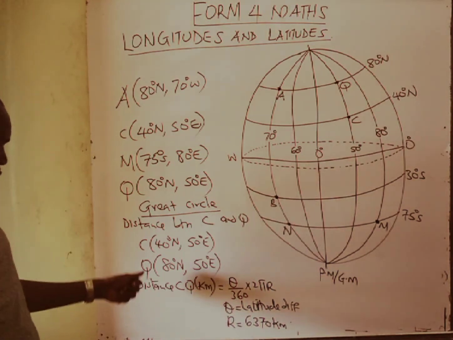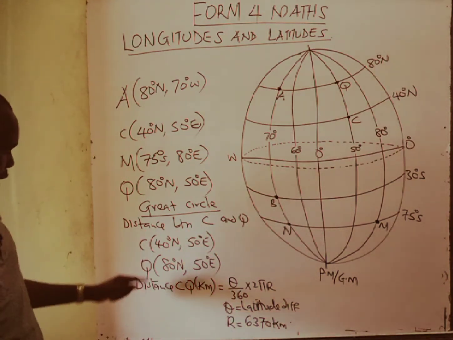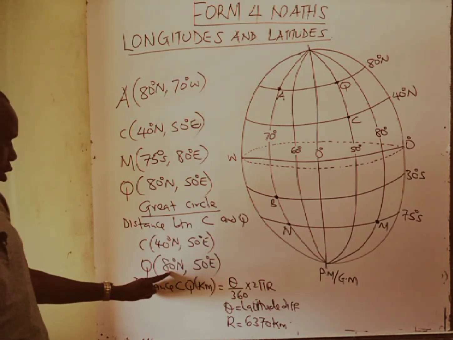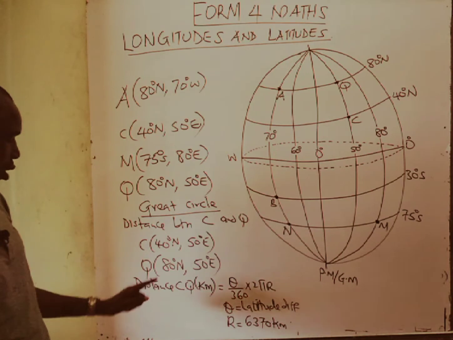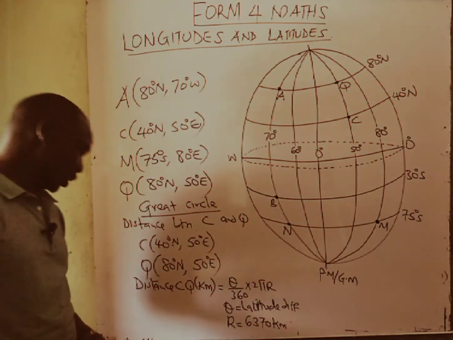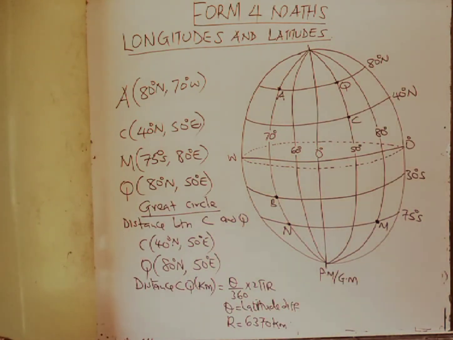In this case, if you want to find the latitude difference, if the 2 points are 40 degrees north, 80 degrees north, and both of them are north, we subtract the two so that we can find the difference in latitude between those 2 points.